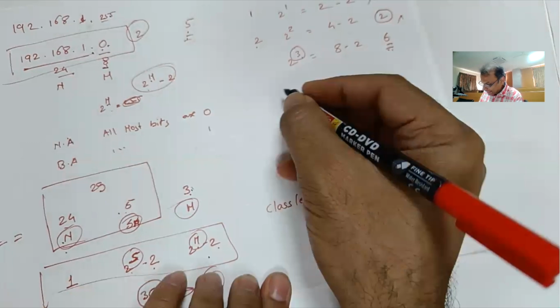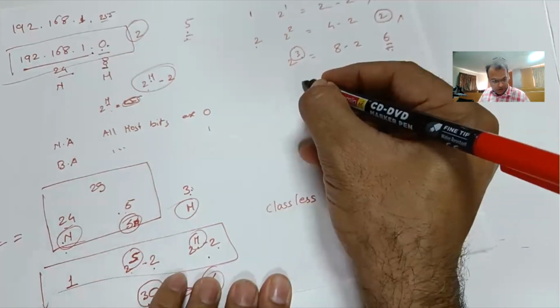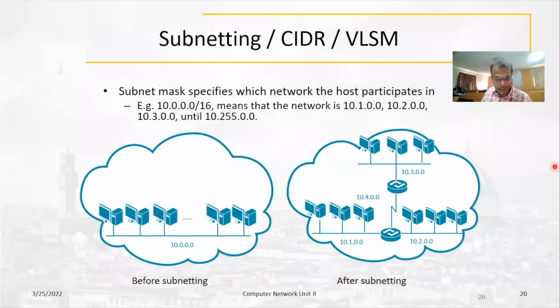Now, the figure is already here. Let's say I have divided this network into, let's say, 4 subnets. Now, for each subnet, the address is different, right?